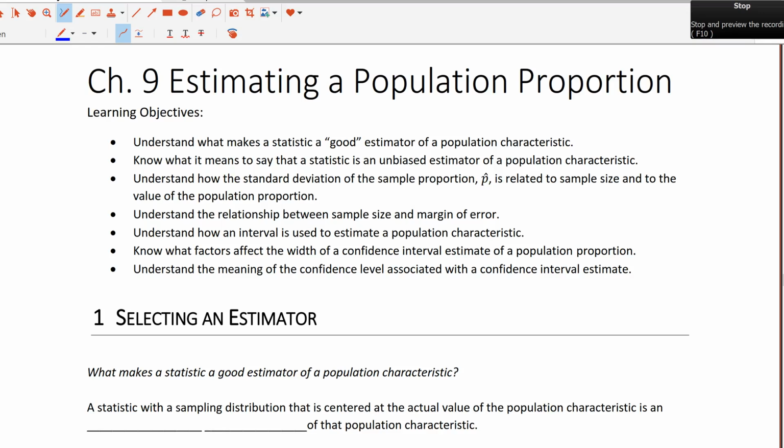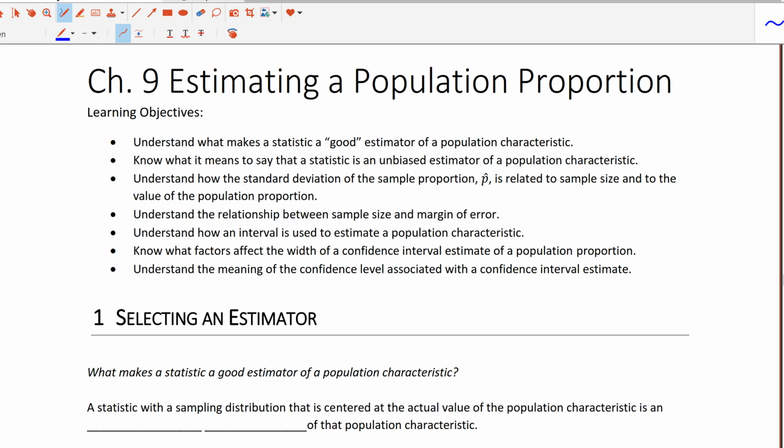In Chapter 9, we're going to start talking about estimating a population proportion. At first we have to decide what makes a good estimator of a population characteristic. Our population characteristics so far have been proportions, right? So we need to know that we have a good estimator and that it is an unbiased estimator of that population characteristic, and understand how the standard deviation of that sample proportion is related to sample size and to the value of that population proportion.